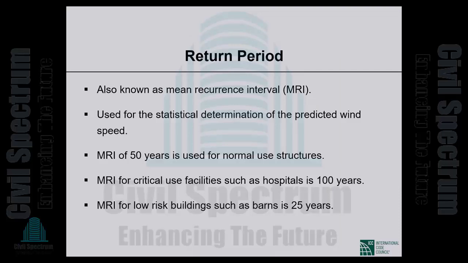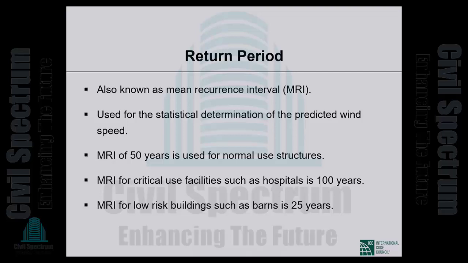Now, the return period, which will lead us to the importance factor I. That's the last element that I have not explained to you yet. So return period, also known as mean recurrence interval, is used for the statistical determination of the predicted wind speed. Mean recurrence interval of 50 years is used for normal use structures. This is true of ASCE 7, this is true of BNBC. 50-year return period for standard occupancy structures, normal use structures.